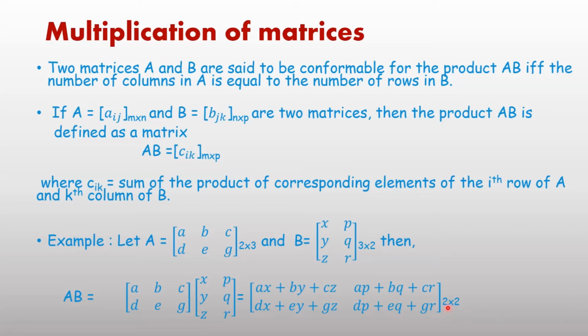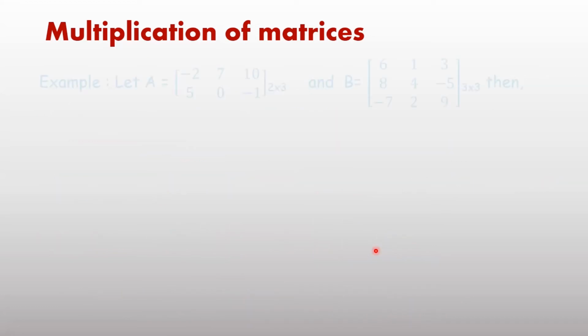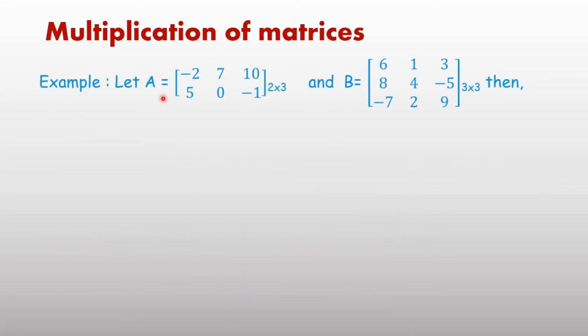The resultant matrix is of order 2 by 2, because the matrices are 2 by 3 and 3 by 2. More practice is required on matrix multiplication. Matrix A is given, B is given. The order of A is 2 by 3 and of B is 3 by 3. Here the number of columns of A and the number of rows of B are the same, which implies matrix multiplication is possible.